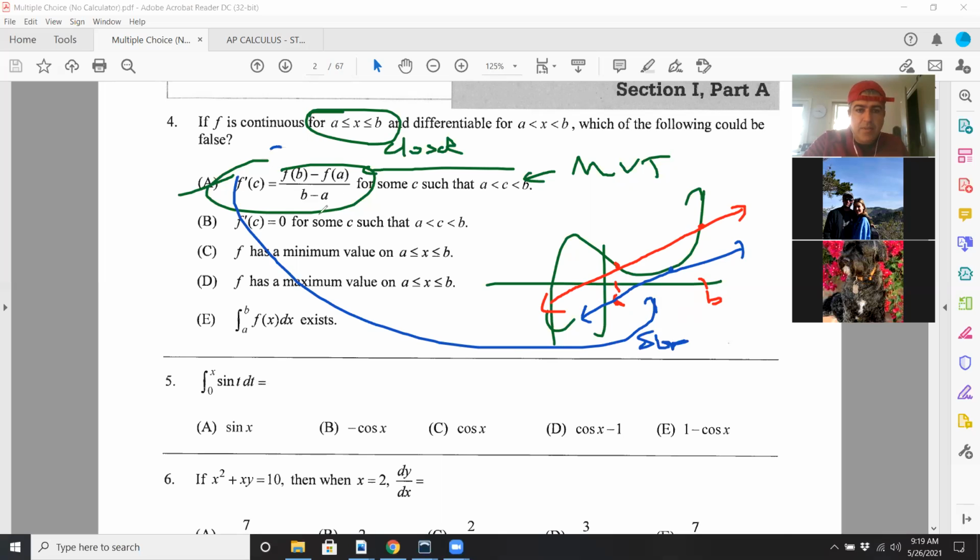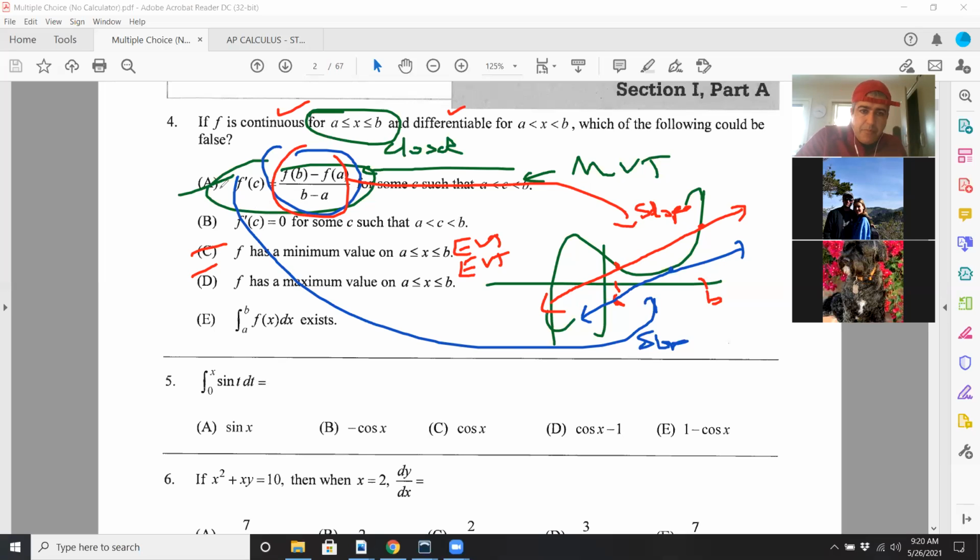And this fraction is actually the slope of the red line. So we're just saying those slopes are the same, and that's true, because we have those assumptions listed here. EVT, the extreme value theorem, will also apply. Because you're continuous on a closed interval, C and D are also out.